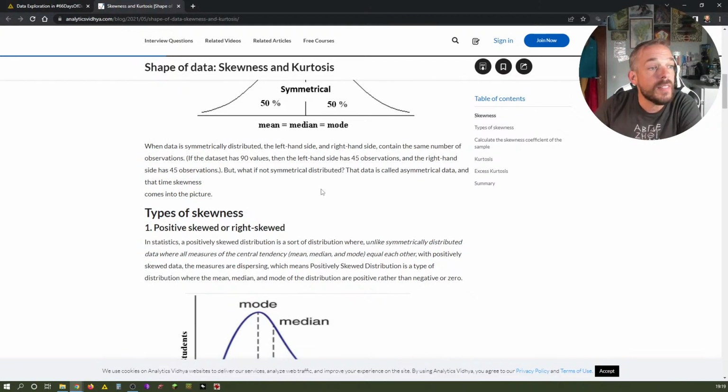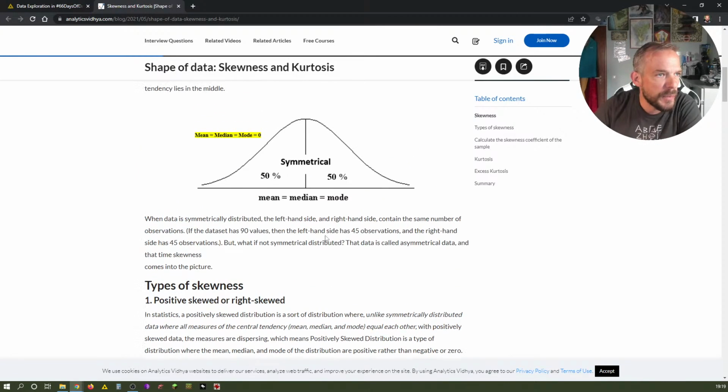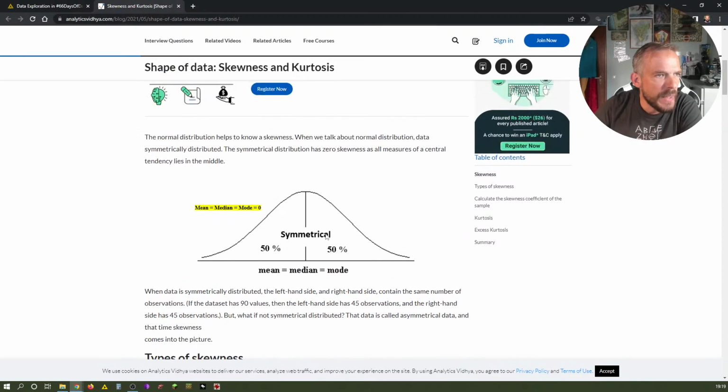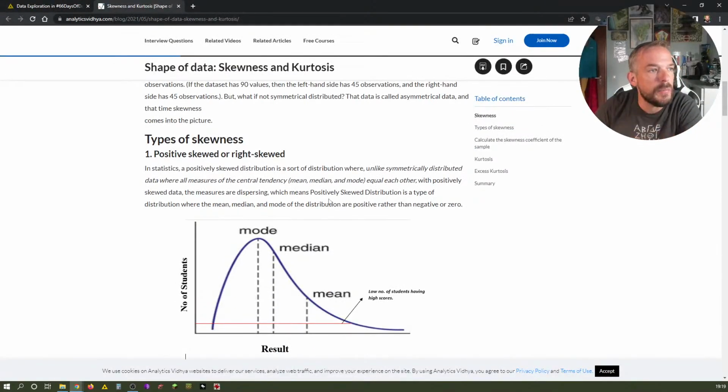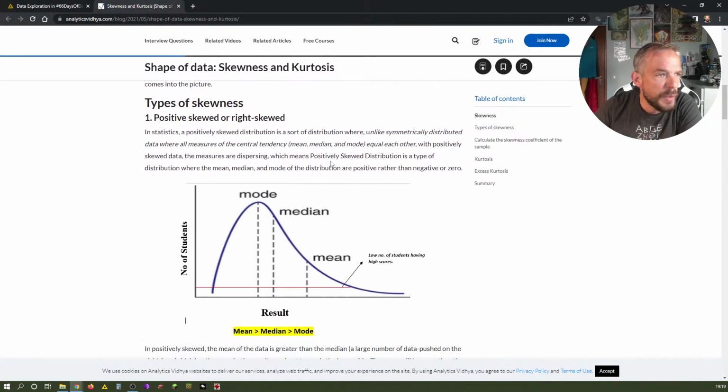So what types of skewness do we have? We have, for example, positive or right skewed data sets. If you look at the number of students here and the results they have, there's a very low number of students having high scores. So that is a right skewed data set.